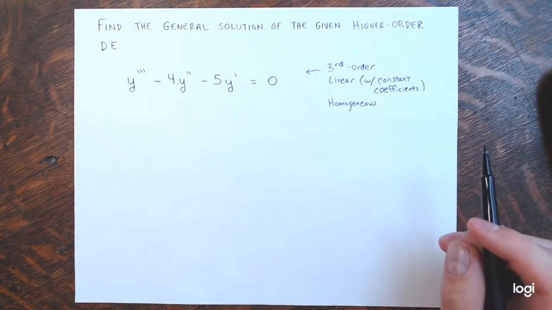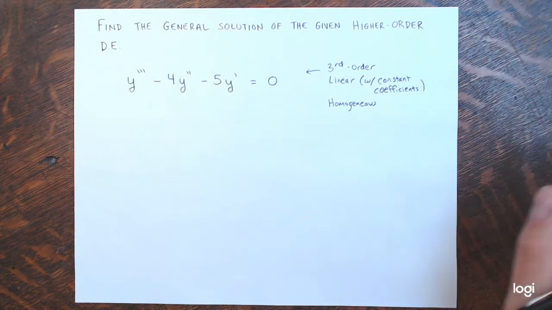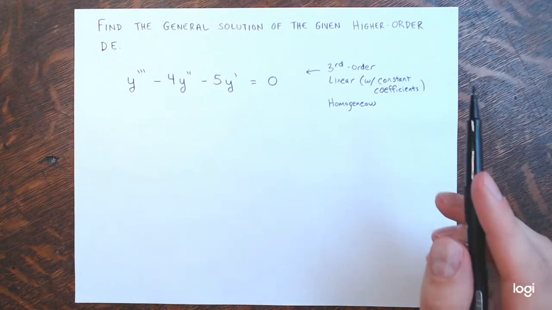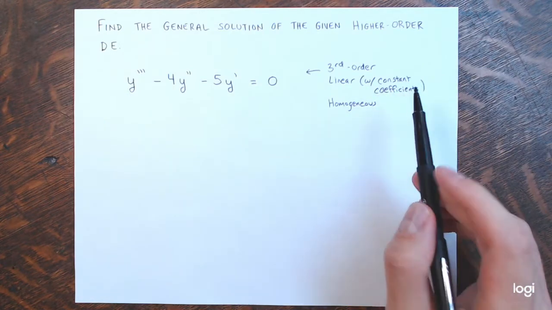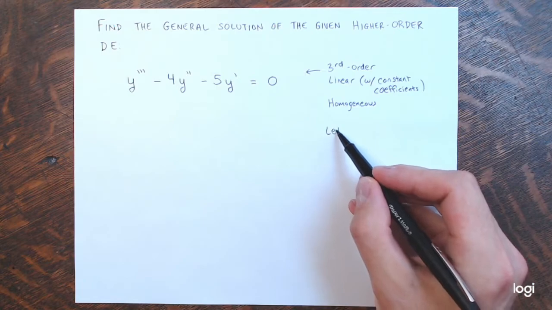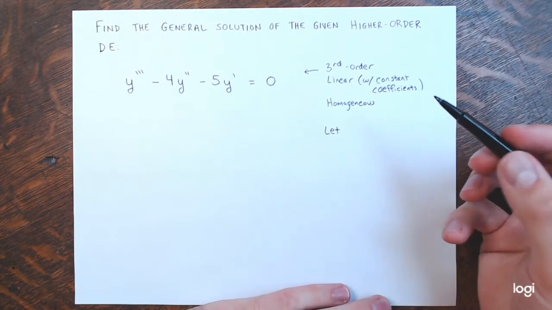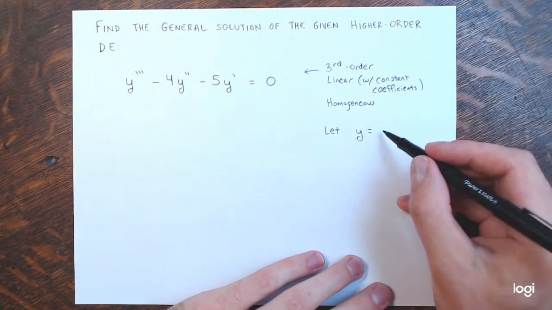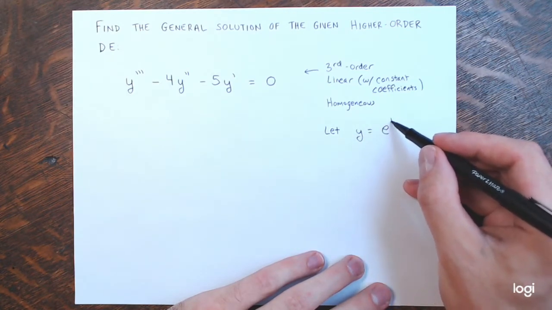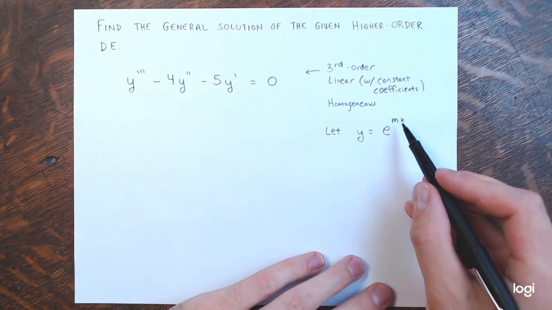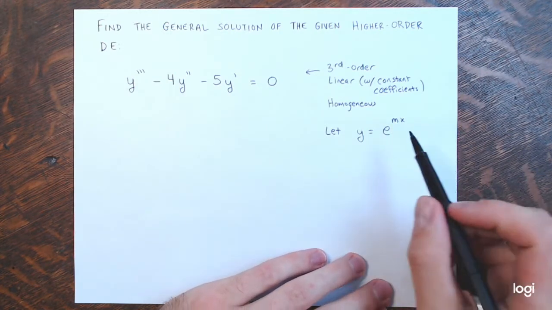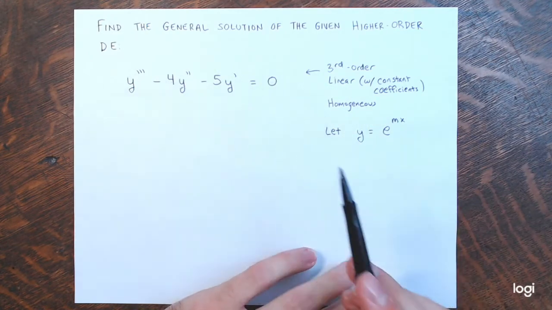If you recall from before, when I did second order examples, when you have a linear homogeneous differential equation with constant coefficients, we start by trying to find the general solution by letting y be replaced with e to the mx power, where m is a constant. Then I try to find values of m that would make this a solution of our differential equation.